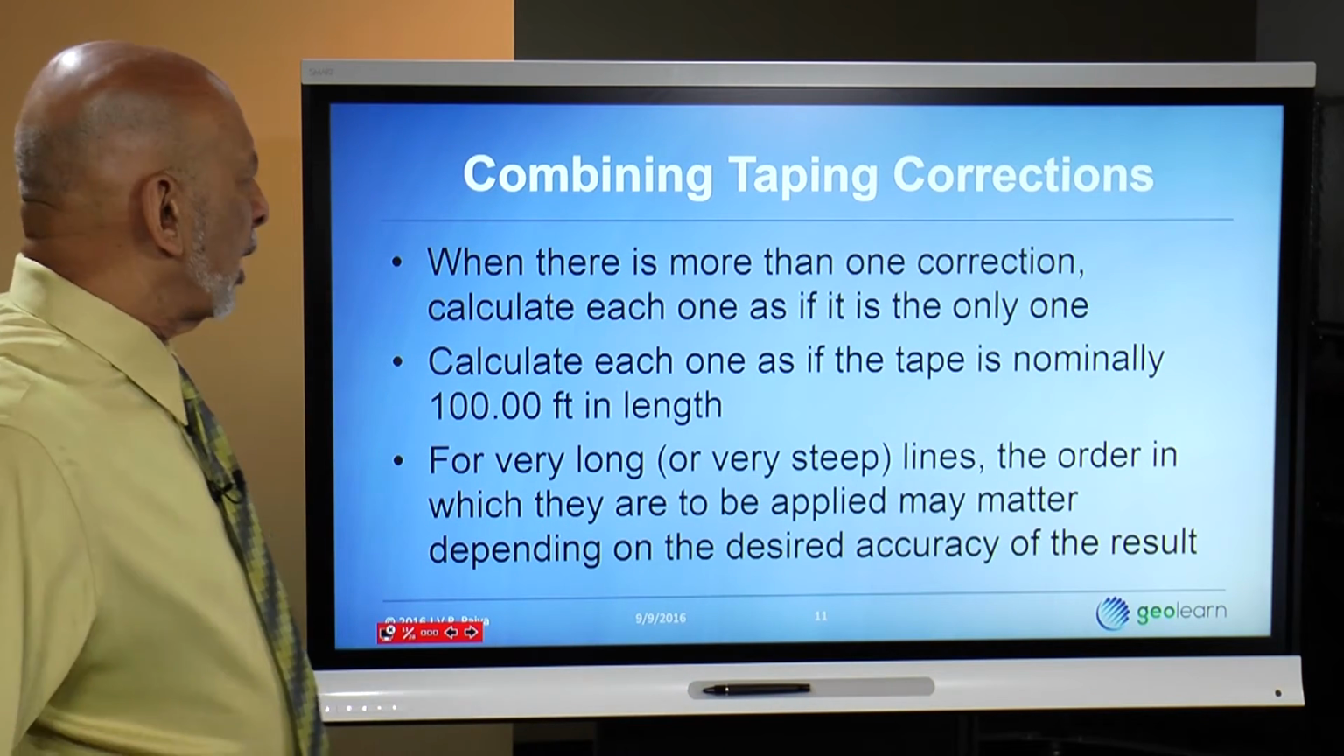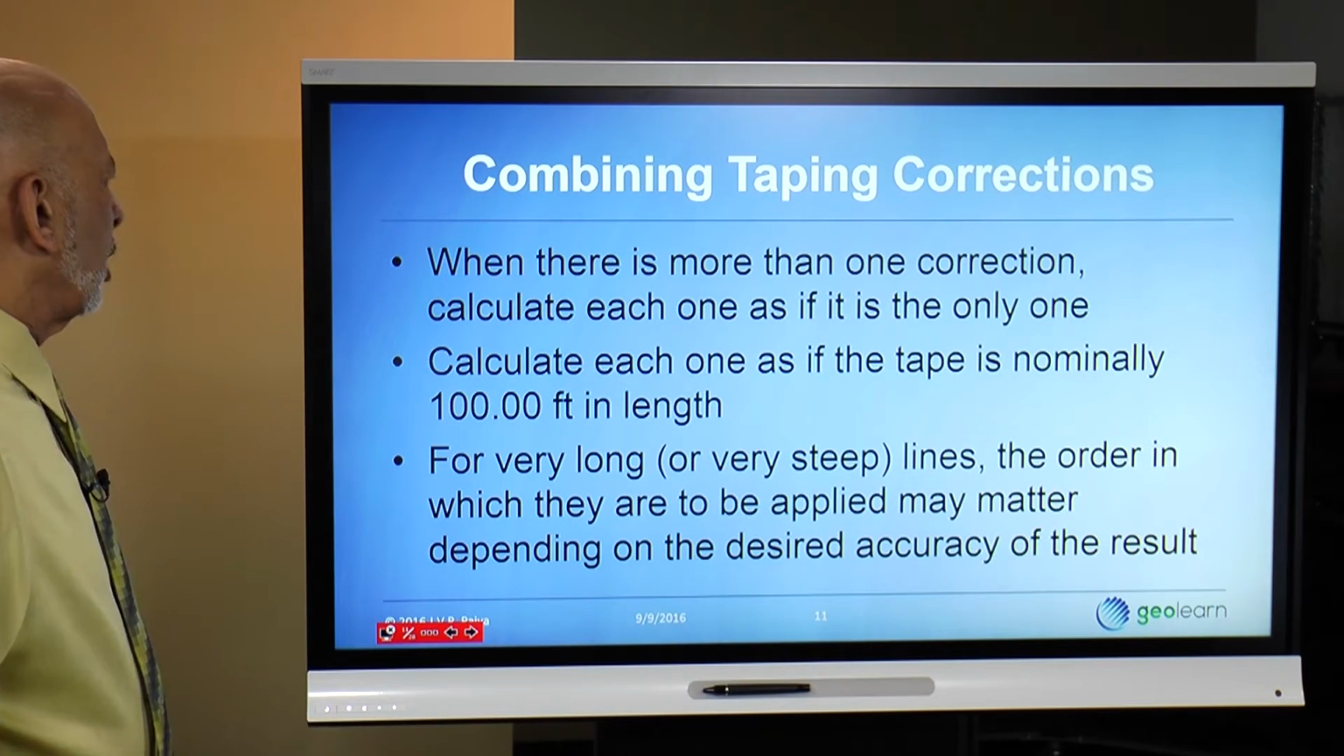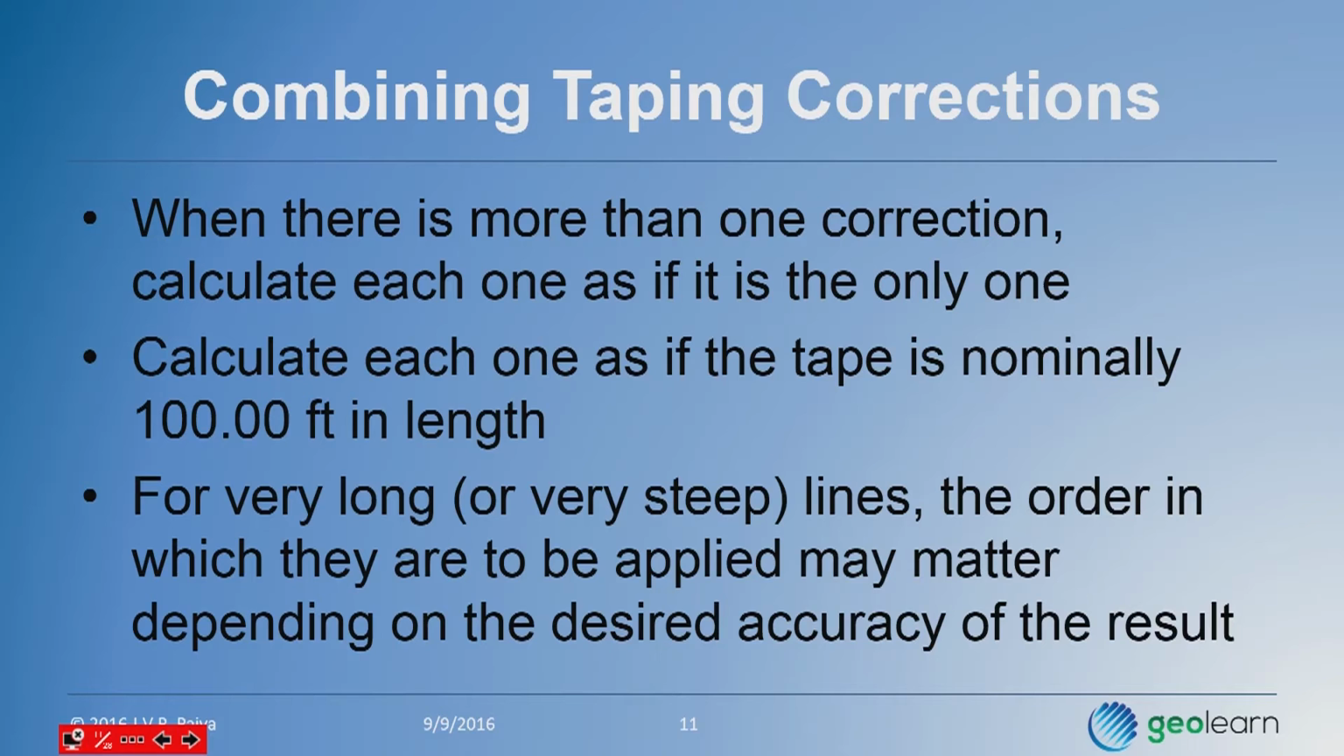Now, let's talk about combining corrections. When there is more than one correction, so you might have a calibration, so incorrect length, you might have temperature and so forth, slope, you calculate each one as if the tape is nominally 100-foot length. For very long or very steep lines, the order in which they are to be applied may matter depending on the desired accuracy of the result. And the most common thing is to first apply the correction for slope and then just combine all the others together into one measurement.